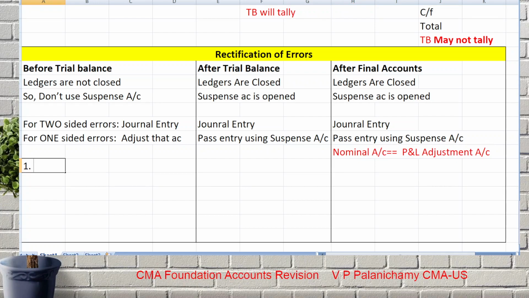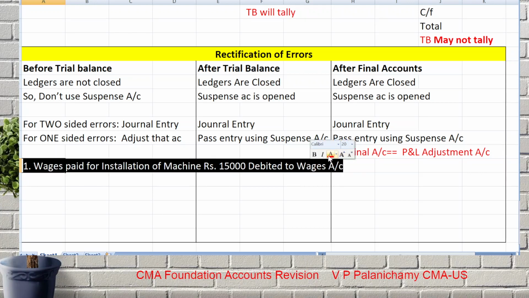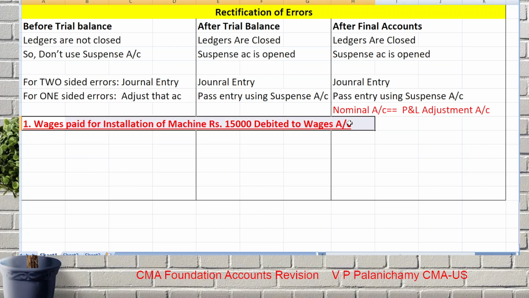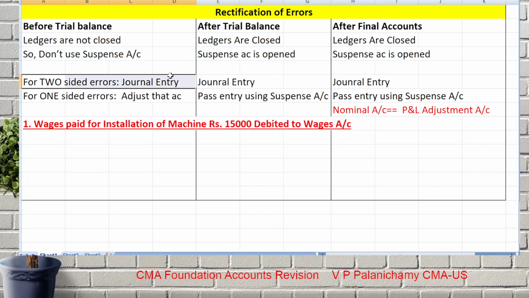Now let me give some examples so that you will understand better. Pay attention. Number one, a famous example. Wages paid for installation of machine, rupees 15,000, debited to wages account. It's an error. How will you rectify this? Is it an error affecting one account or two accounts? Two accounts. Which account should have been debited? Machinery account. What have we wrongly debited? Wages account. How to rectify this?